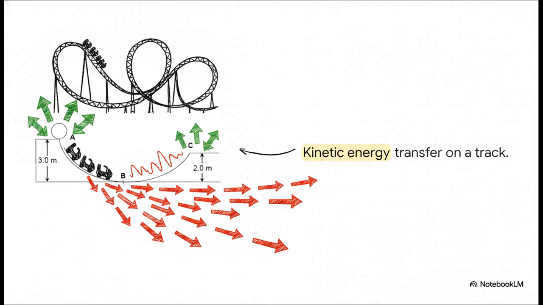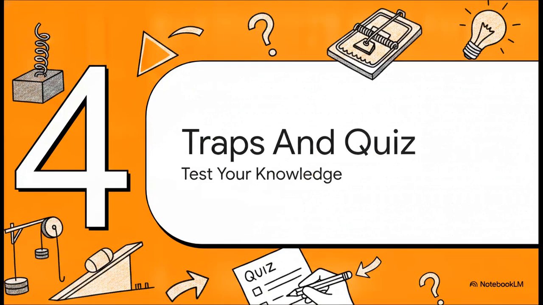Now let's see this in a real-world transportation system. When a roller coaster is just resting at the top of a hill at point A, it has maximum gravitational energy. As it drops down the track to the bottom at point B, that gravitational energy transfers mechanically into kinetic energy. Remember, kinetic energy relies on velocity, and the formula is 1/2 mass times velocity squared. So as the height hits zero at the bottom of the drop, the velocity and the kinetic energy hit their absolute maximum.